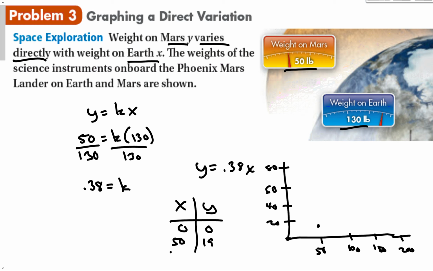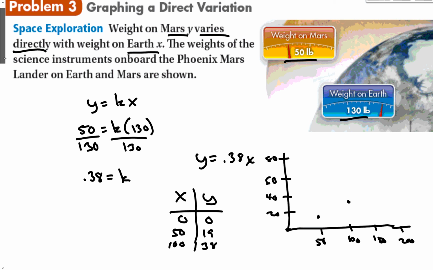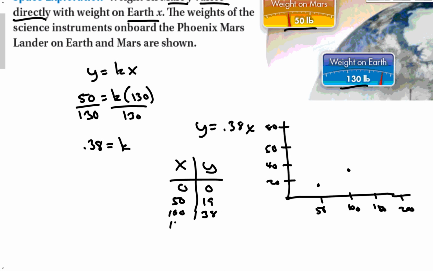Let's plug in 100. At 100, we're going to weigh 38 pounds. That was pretty easy. So you can see, let's get a little room here. At 150, we're going to weigh about 57 pounds. So at 150, we weigh almost up to 60. Okay. And you can see that we have a linear relationship here, and we can draw a line through all of the points.